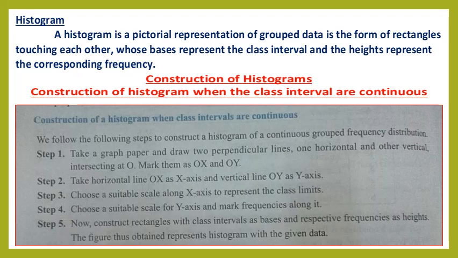Let us see the construction of histogram when the class intervals are continuous. So the steps of constructing histogram when the class intervals are continuous are given below. We follow the following steps to construct a histogram of a continuous grouped frequency distribution. Step 1. Take a graph paper and draw two perpendicular lines, that is the x-axis and y-axis. One horizontal and the vertical intersecting at O. Mark them as OX and OY.